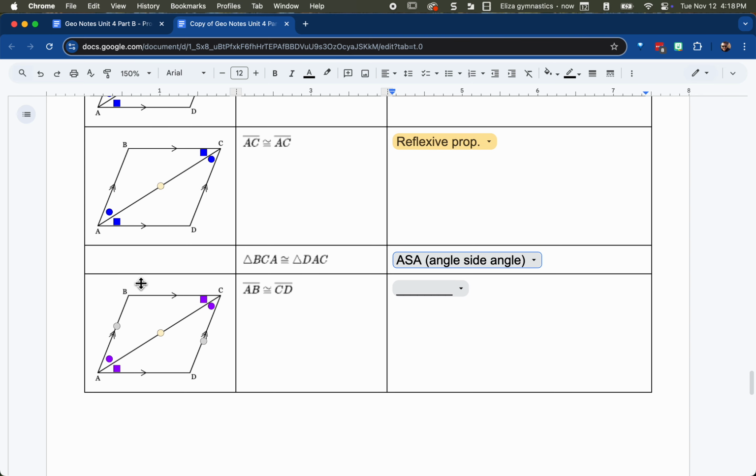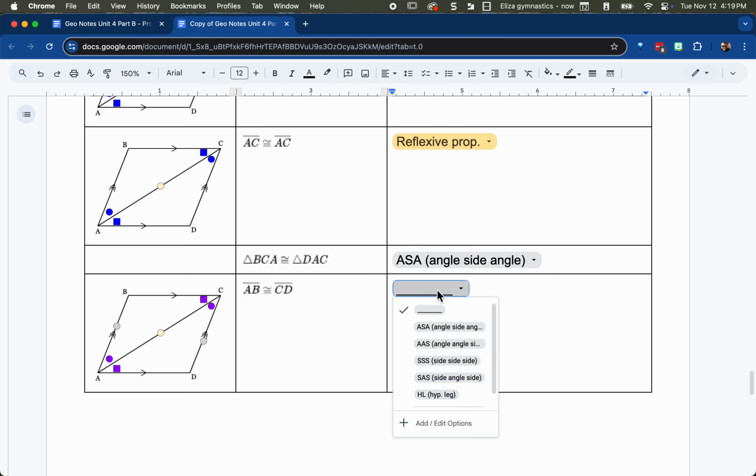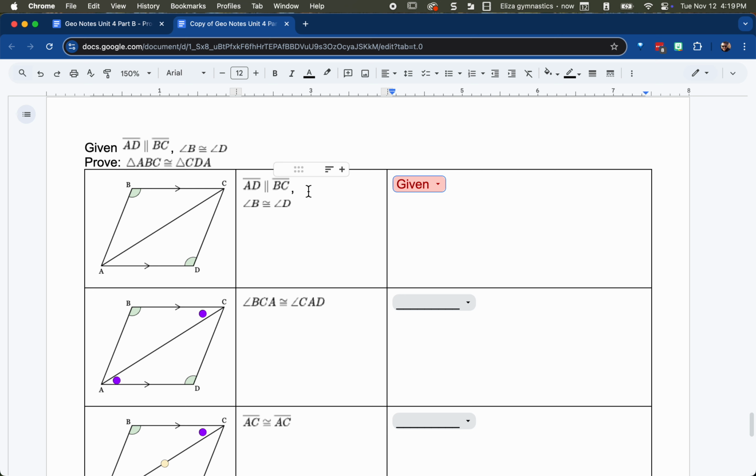Now, once we have 2 congruent triangles, we can actually say that matching segments would also be congruent. So that's saying AB and CD are congruent because that long sentence of corresponding parts are congruent because triangles are congruent. All right, we're on our last one. Let's start out with a given. That's our given information.